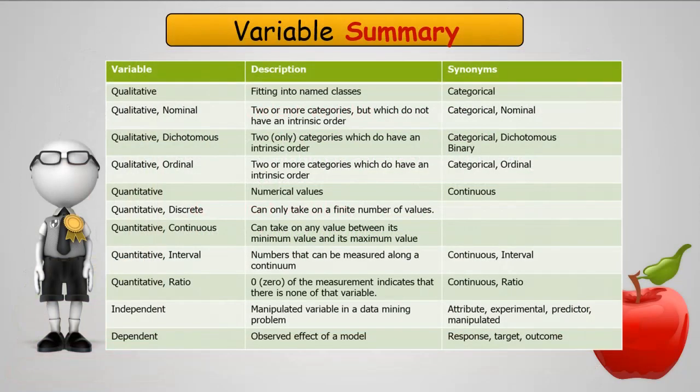So finally, this acts as a reference summary of the types of variables that you see: qualitative variables and quantitative variables, and a breakdown of each. Qualitative being the categorical, in the forms of nominal, dichotomous, or ordinal, and quantitative variables, which are discrete or continuous, and further broken down into interval and ratio, and then the dependent and independent variables.